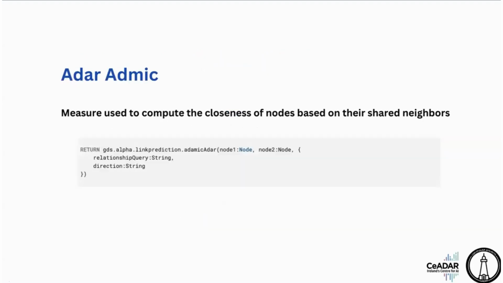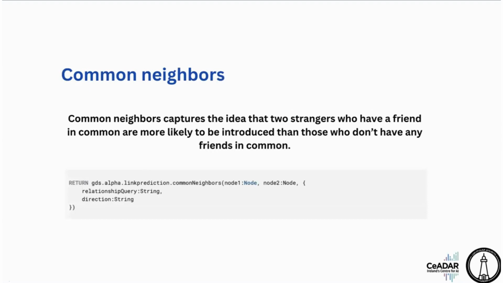Basically, the purpose of all these algorithms is only one, which is to measure the closeness of nodes and their shared neighbors. That's the case for Adamic Adar as well. For common neighbors, let's think of a situation where two different strangers who have a friend in common are more likely to be introduced than those who don't have friends in common. That's the approach using common neighbors.